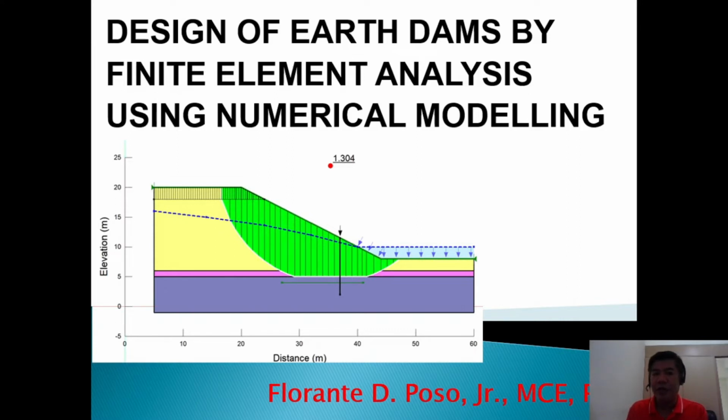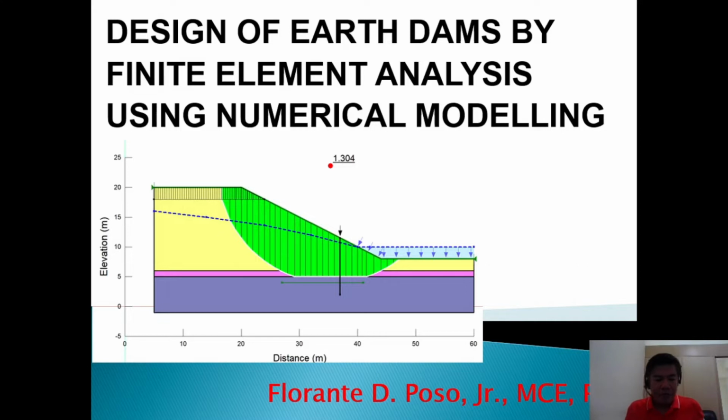Actually, what we are going to do here is to create our own preliminary design of an earth dam. Then we will do analysis, mostly based on the slope stability, to see if the preliminary design of the earth dam is safe in terms of slope stability.